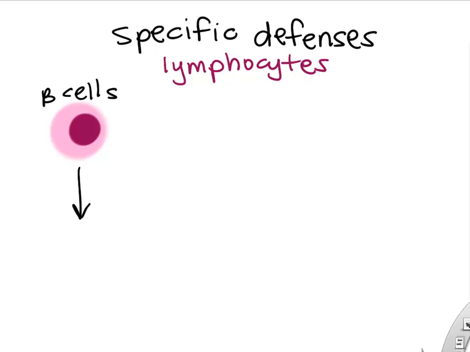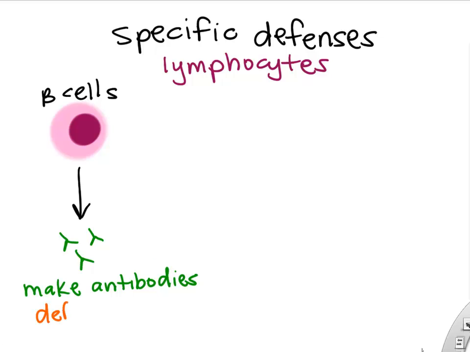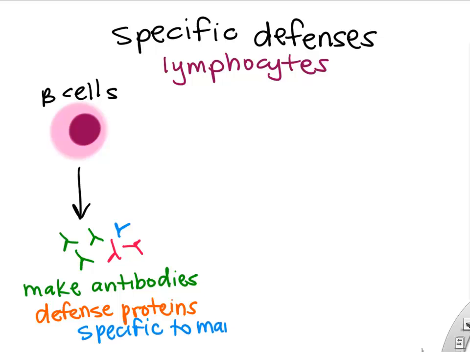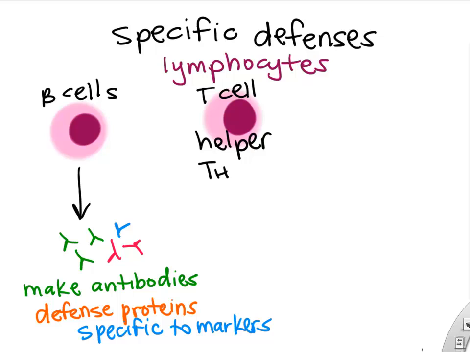Let's start with B cells. So what do B cells do? B cells, when they get activated, make antibodies, which we learned were defense proteins that can respond and bind to a specific marker. So antibodies are very specific because each antibody is basically shaped to detect a specific marker or antigen.